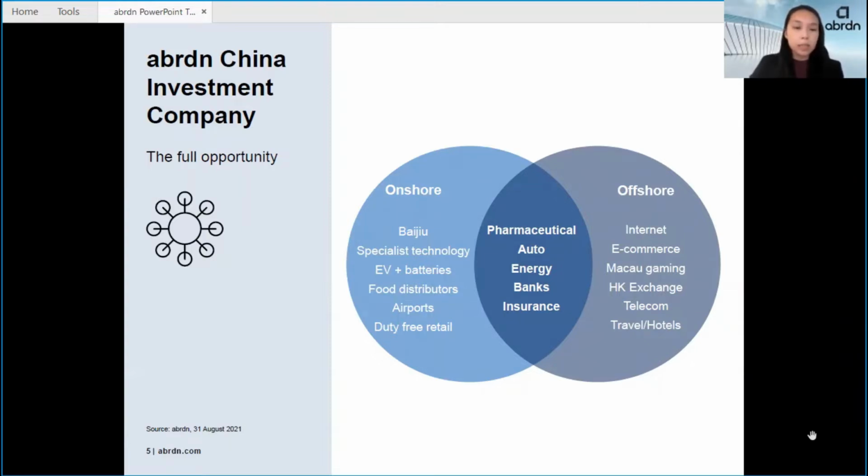You can see in this little Venn diagram on the left-hand side, we have the onshore listings, where there are certain sectors or industries which are more concentrated on the onshore universe. For instance, Baijiu, which is a Chinese alcohol; these companies are typically only listed onshore in China, in Shanghai or in Shenzhen. A lot of the specialist technology prefers to be listed at home in China. When you look at the electric vehicle supply chain and some of the EV makers, as well as the battery makers, many of these are also listed onshore in China. And then similarly for food distributors, airports, and duty-free retail.